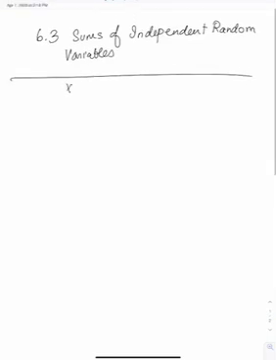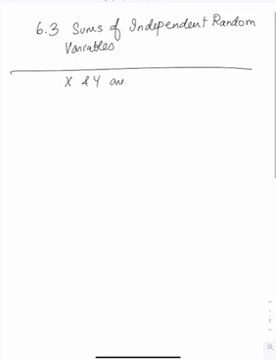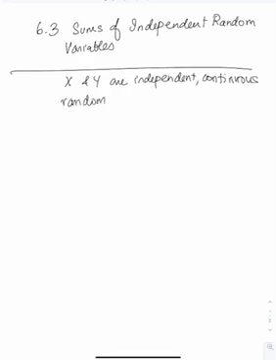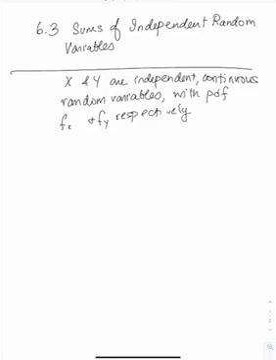So now we're gonna see, if you have two random variables that are independent, how does the sum behave? So X and Y independent, and let's just stick with the continuous case, with their densities, with the PDFs, f sub X and f sub Y respectively. Okay, so then let's see how X plus Y behaves.